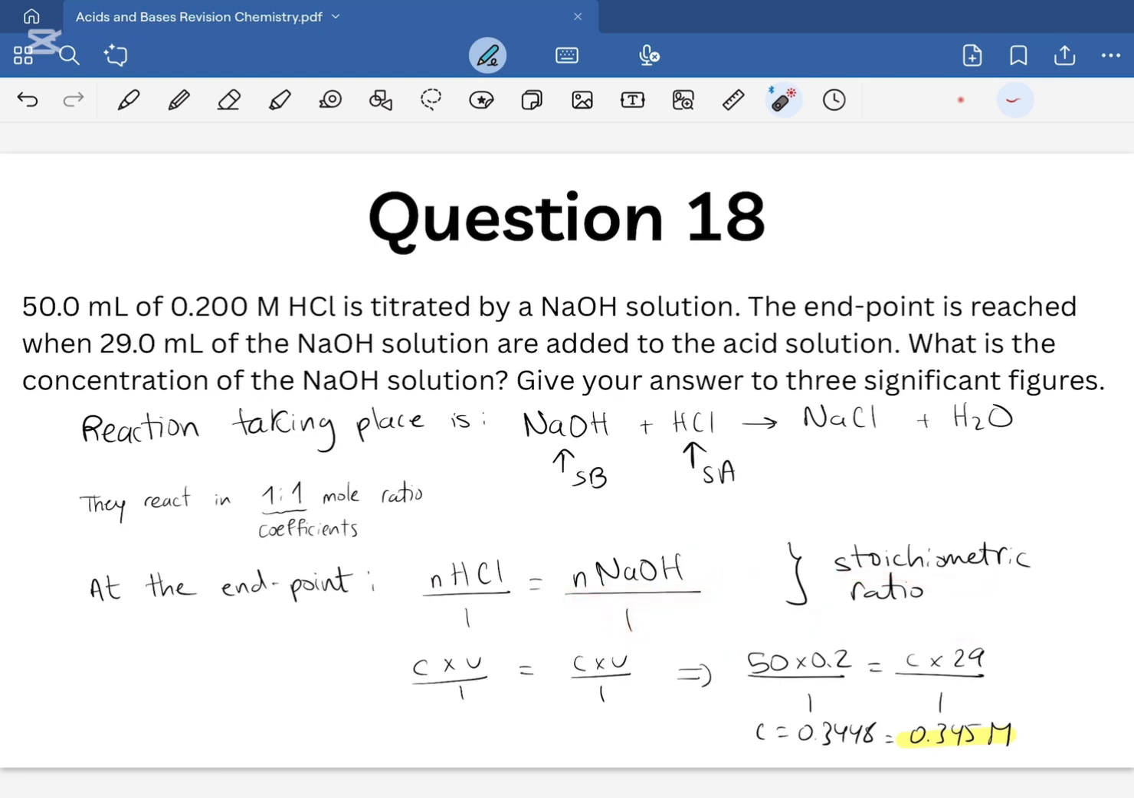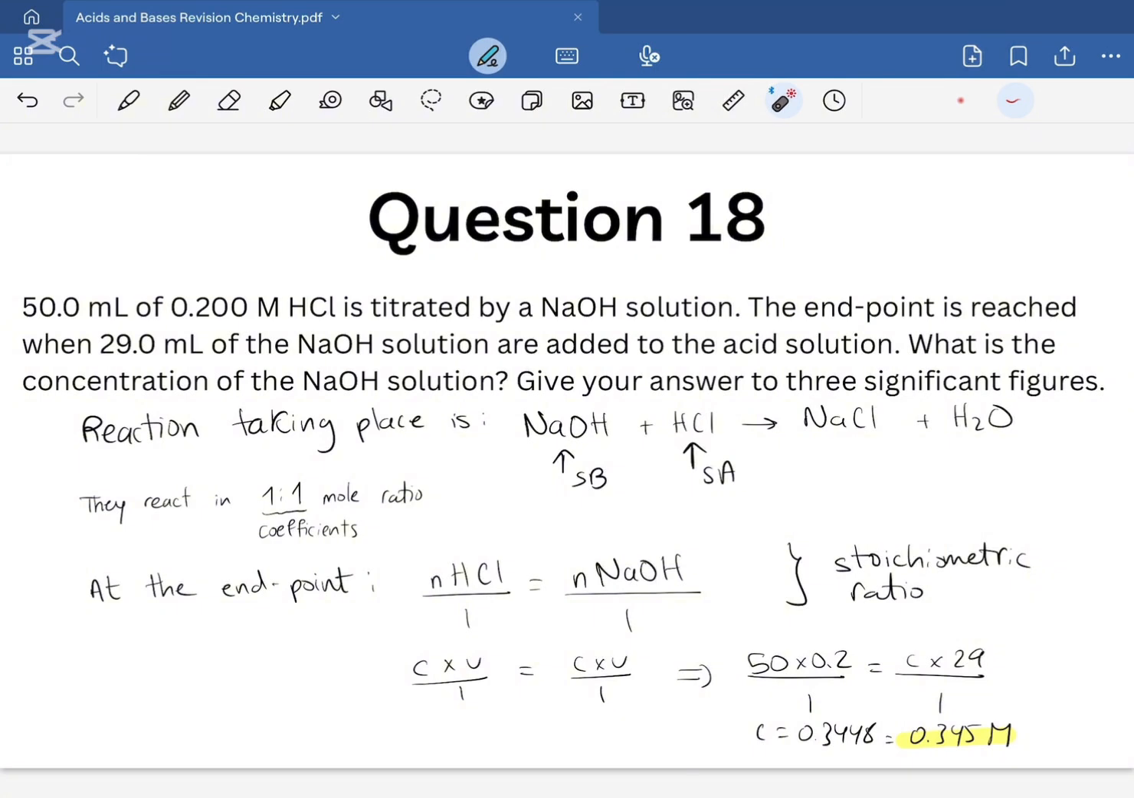Now I need to substitute. I have the concentration of HCl and the volume. So 50 times 0.2 over 1 will be equal to the concentration of NaOH multiplied by the volume, which is 29, divided by 1. And so the concentration will be 0.3448. They need the answer to 3 significant figures. So 1, 2, 3. So it's going to be 0.345 M.